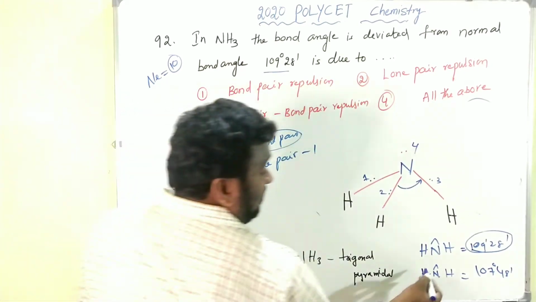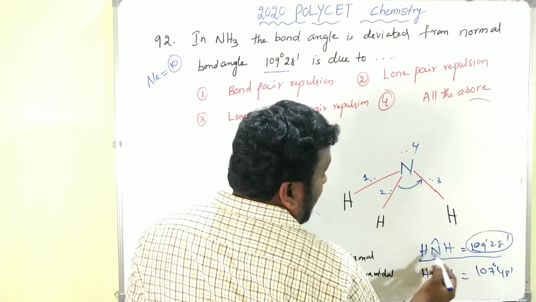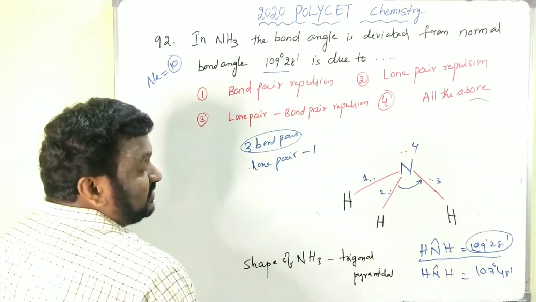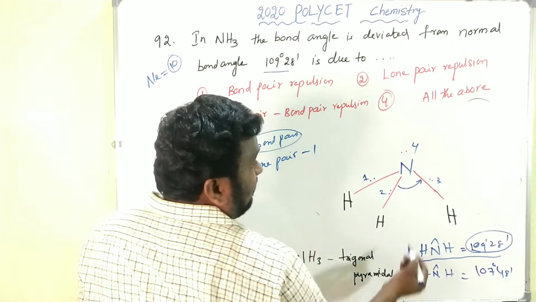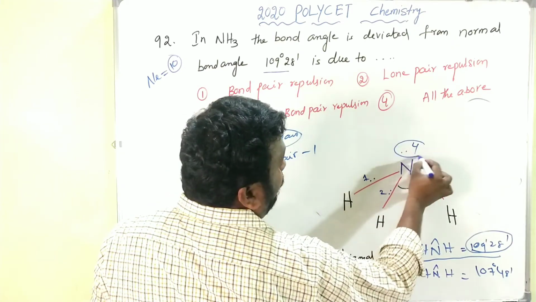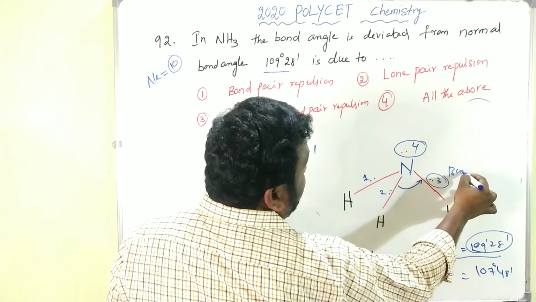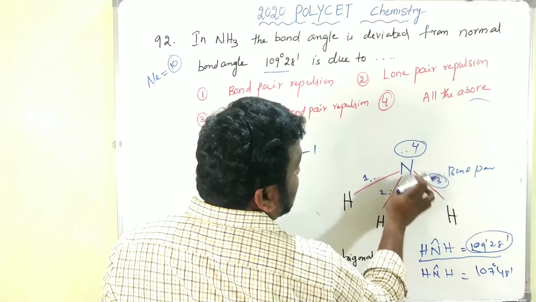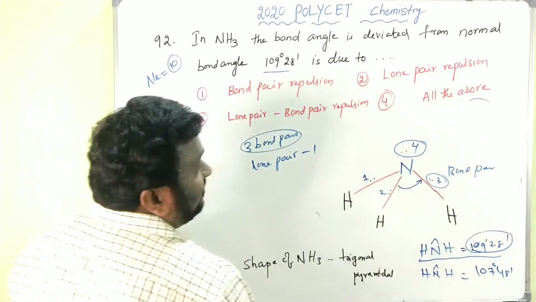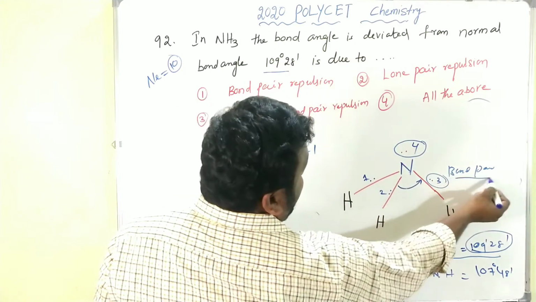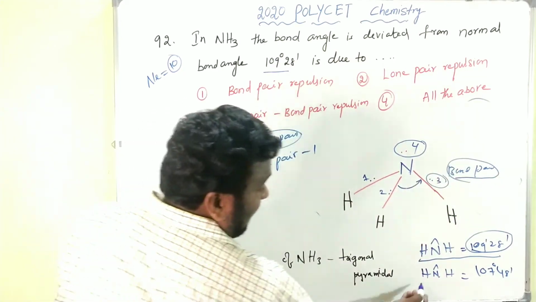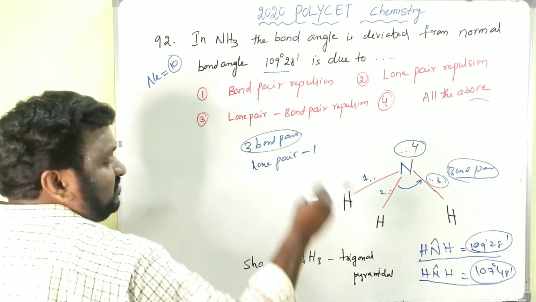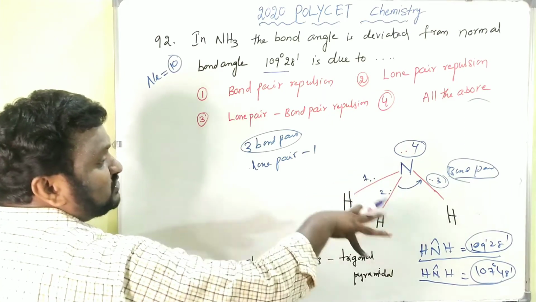Due to that, it has some angle between the hydrogens, 109 degrees 28 minutes. After that, due to the repulsion between the lone pair and bond pairs, because all are electrons, they repel each other. So when there is repulsion between the bond pairs and lone pair, the angle should be taken as 107 degrees 48 minutes. So this is a very brief explanation for the formation of NH3.